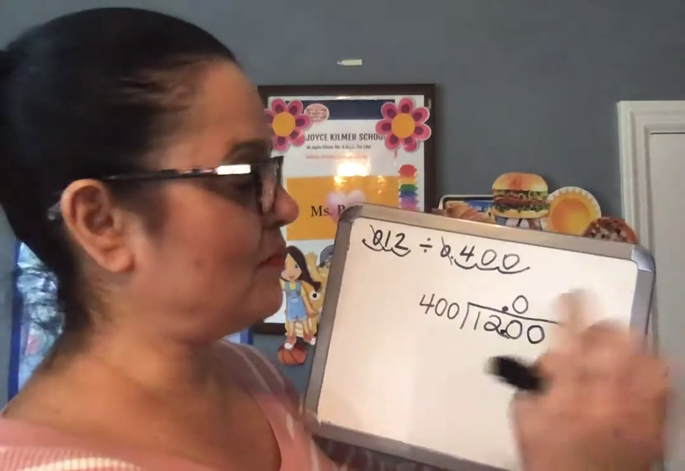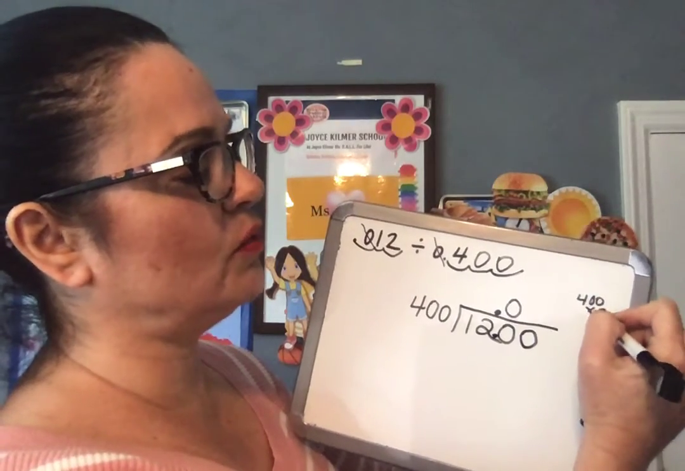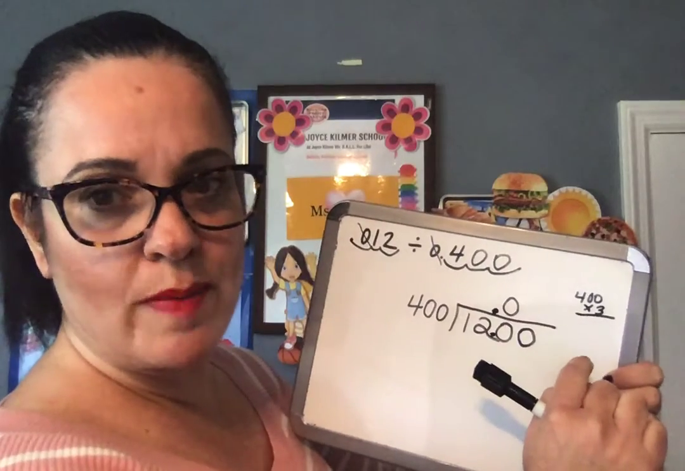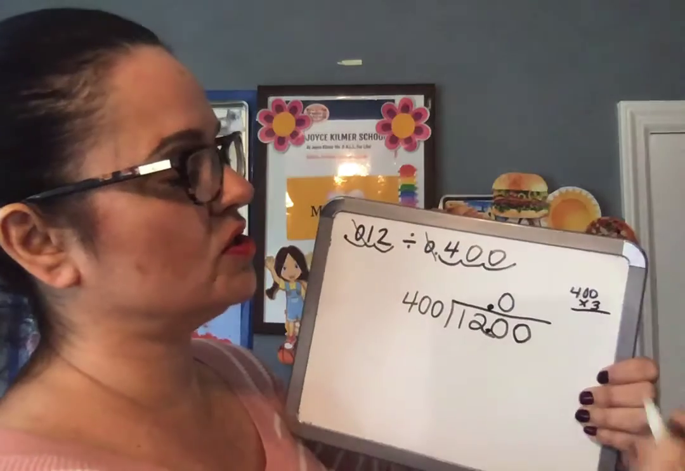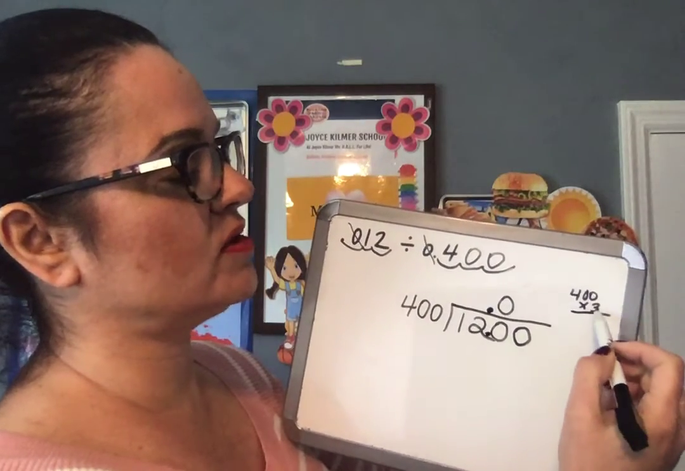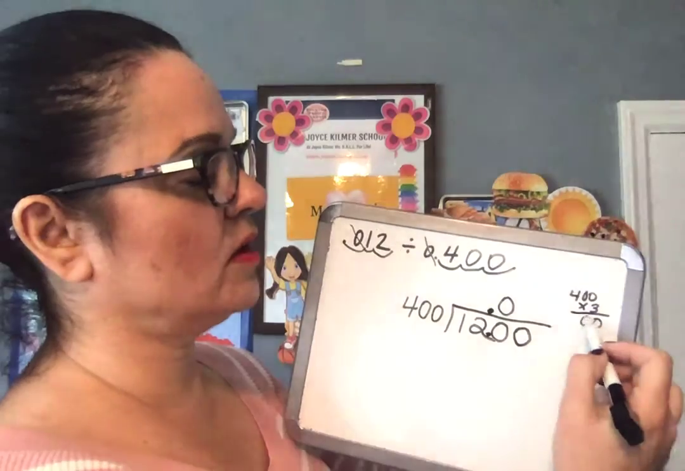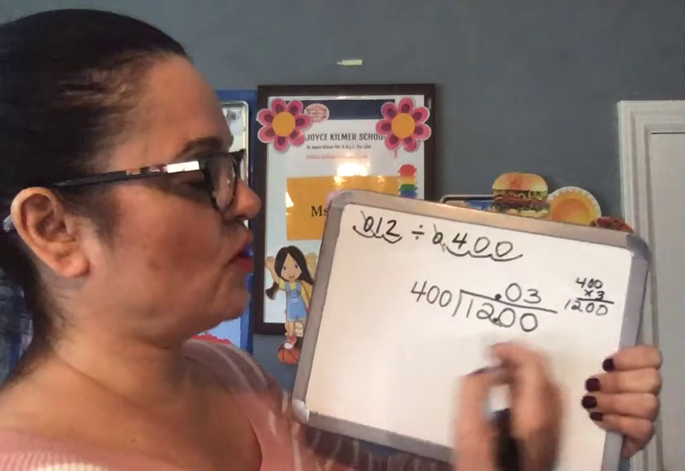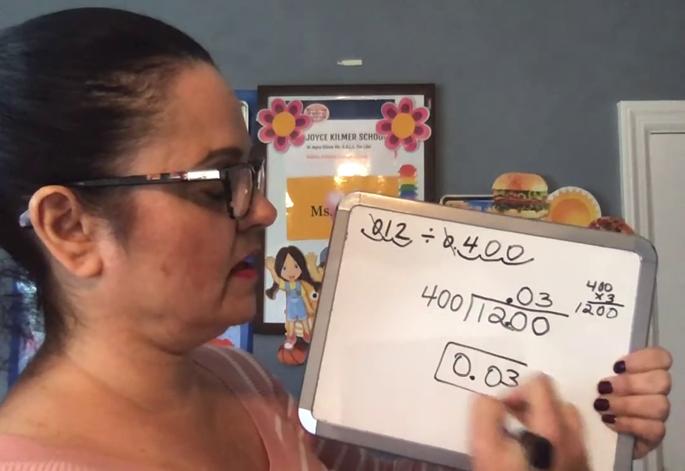I know it's 3, because we already know that 4 times 3 is 12, so it would make sense that 400 times 3 is 1200. But if you didn't know, you can just guess and check, and you could see 0 times 3 is 0, 0 times 3 is 0, and 4 times 3 is 12, and it matches. So my answer would be 0.03 in this case.